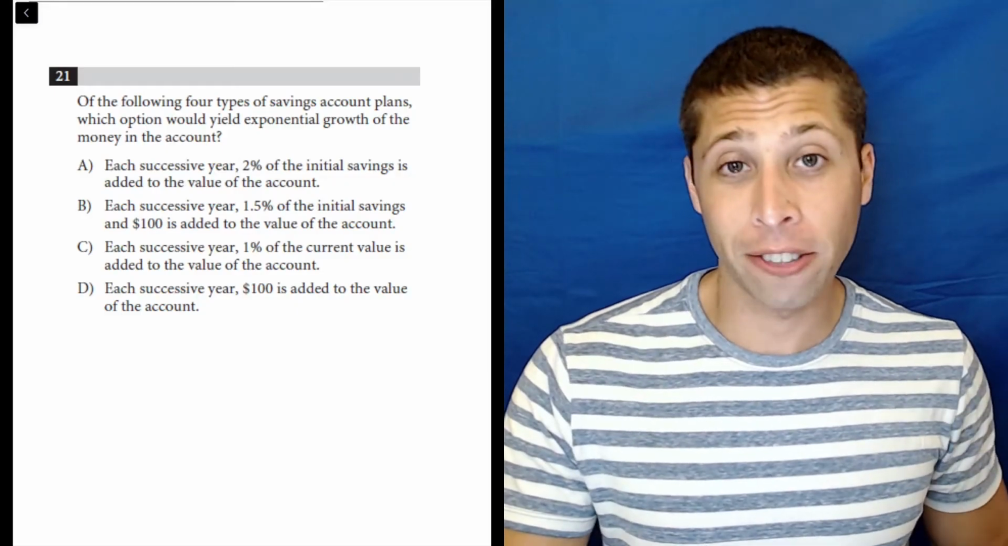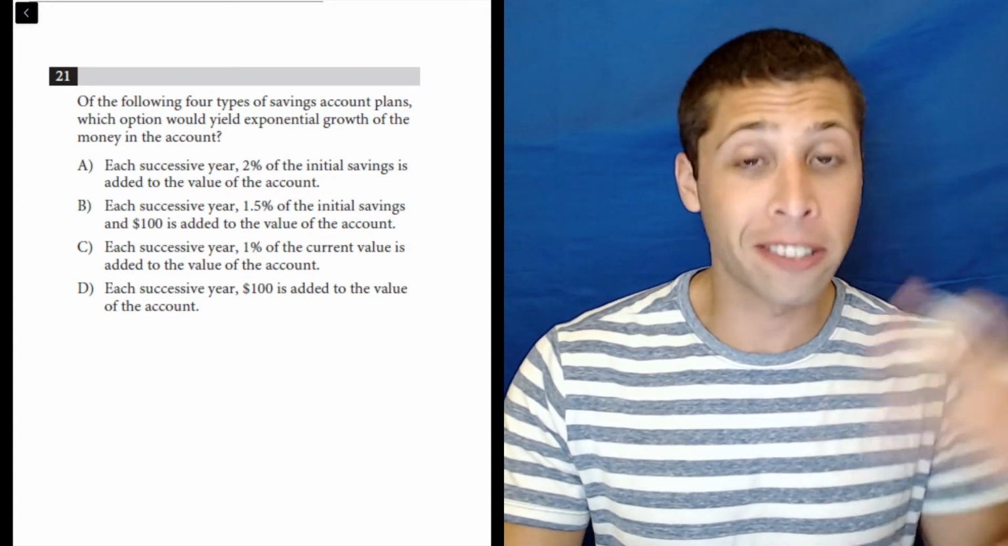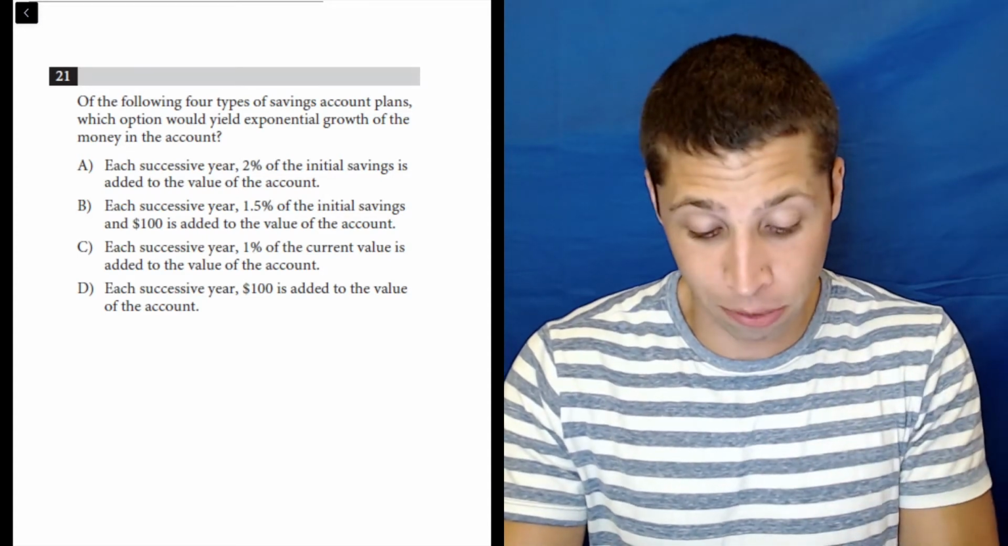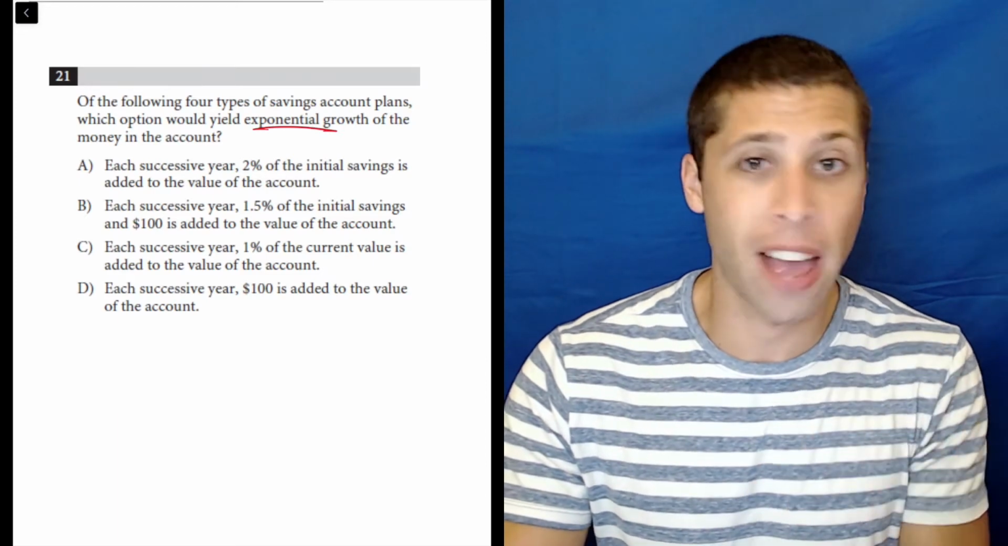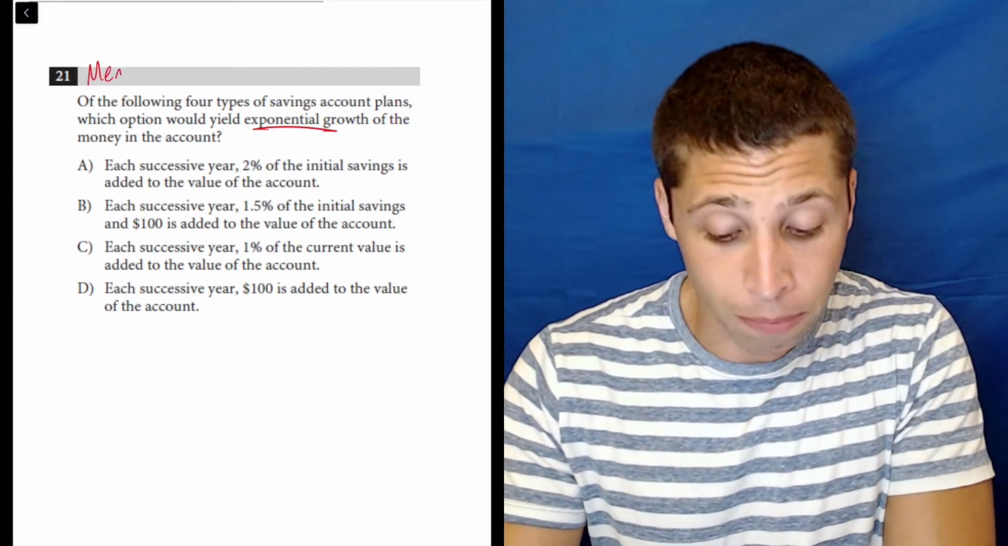All right, this question has no real math at all. It's purely conceptual. We just need to think about what this word means. What does it mean for something to have exponential growth? So you've got to memorize this.